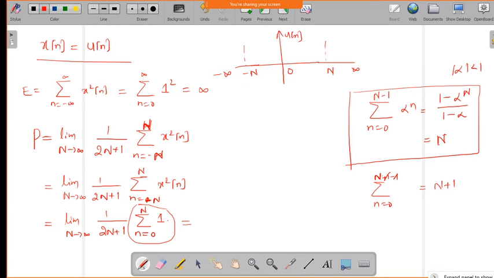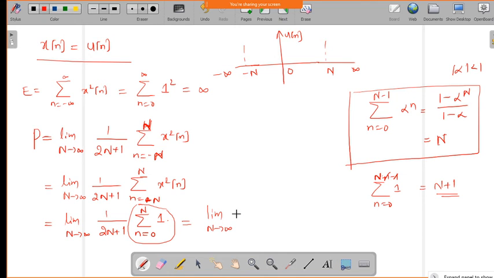Now this will cancel each other. For the summation 0 to n, if the alpha value is 1, we can write it as n plus 1. So this summation from 0 to n, where the value is 1, we can write as n plus 1, since alpha equal to 1. So now, according to our summation, we have modified it, and we can write this summation as n plus 1.